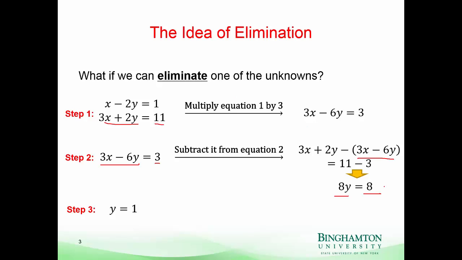So what we're going to do is take this new equation, which is now 8y is equal to 8, together with the first equation. And our claim is that those two equations together will have the same solution as the original two equations together. We've not proved that at all here, but it kind of makes sense.